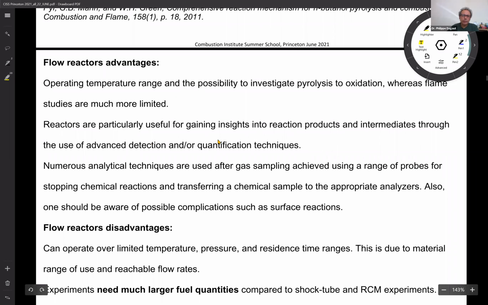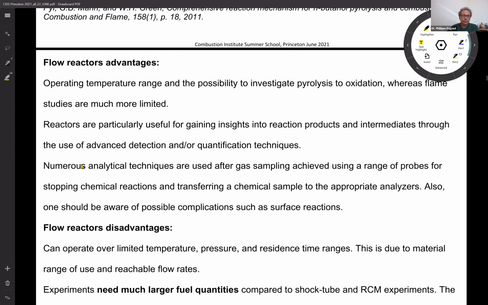Numerous analytical techniques are used after gas sampling, achieved using a range of probes for stopping chemical reaction and transferring the chemical sample to the appropriate analyzers. Nevertheless, one should be aware of the possible complications associated with reactions on the surface of the reactor. The faster the reaction in the gas phase, probably the less influential are these surface reactions. But when the system is running slow, then the importance of these reactions can be non-negligible.